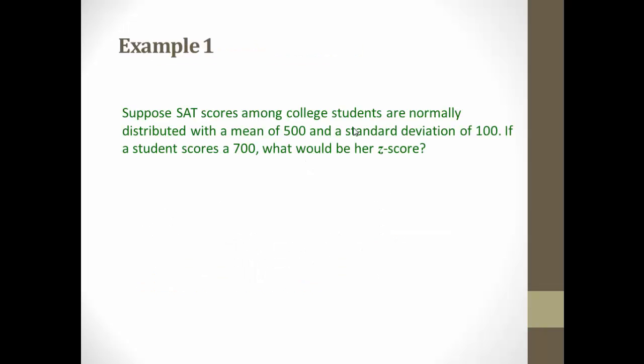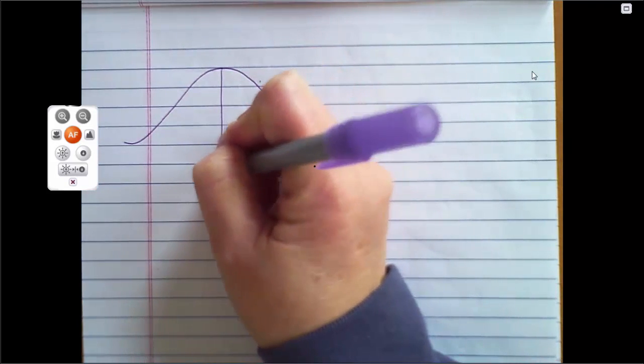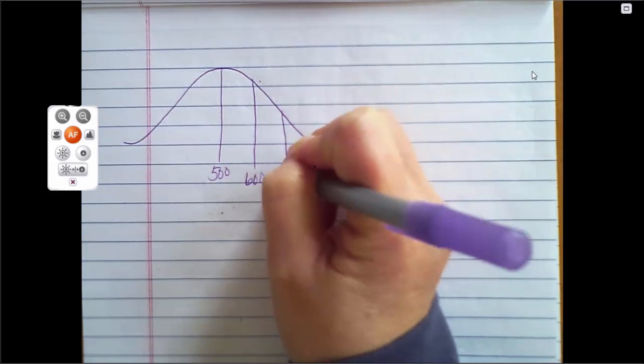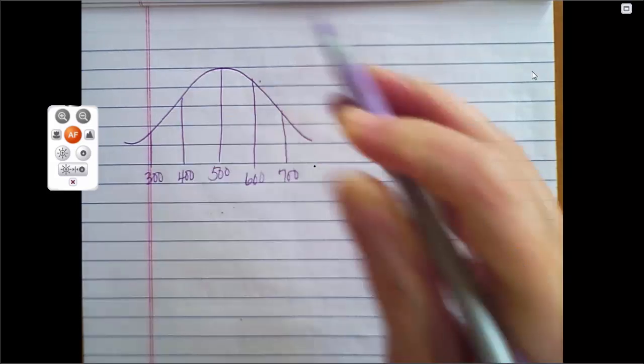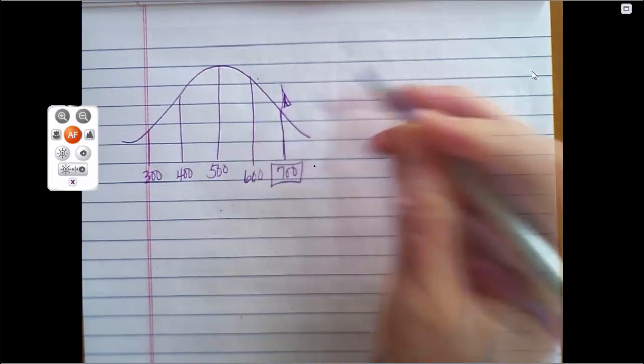Okay, so let's do a few examples and be done. Suppose SAT scores among college students are normally distributed with a mean of 500 and a standard deviation of 100. If a student scores a 700, what would her z-score be? Again, you should always draw a normal model and label it and flag it and then show your formula. Distribution with a mean of 500 and a standard deviation of 100. So you want to draw your model. Go a couple standard deviations above and below the mean. And we were curious about a z-score for our value of 700. So that's my flag value.